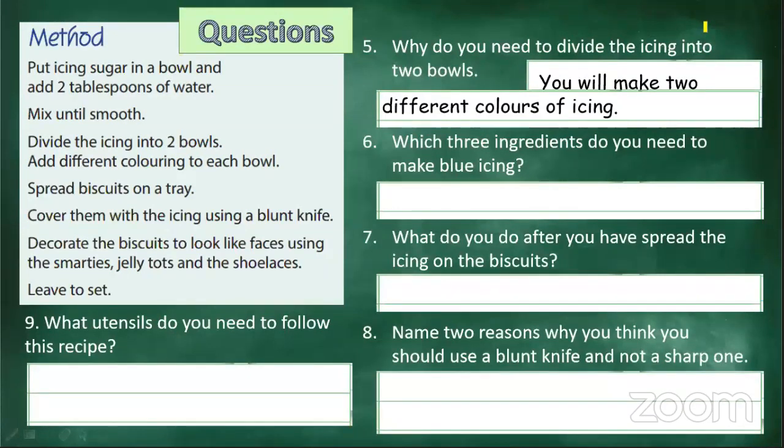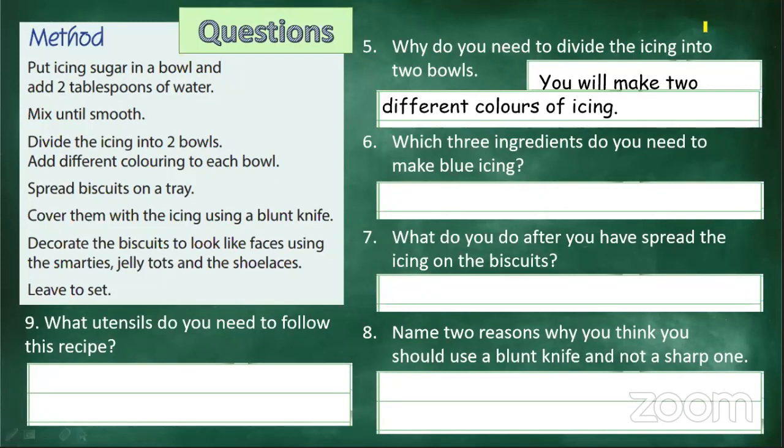There is the answer that I made. You will make 2 different colors of icing. So anything to do with the 2 colors will be correct, because if we mix them in one bowl, then it will change color, right? It will become purple. You are so smart, because that's actually one of my questions later on, and you've already answered that. So yes, you have to separate them if you want 2 different colors of icing.